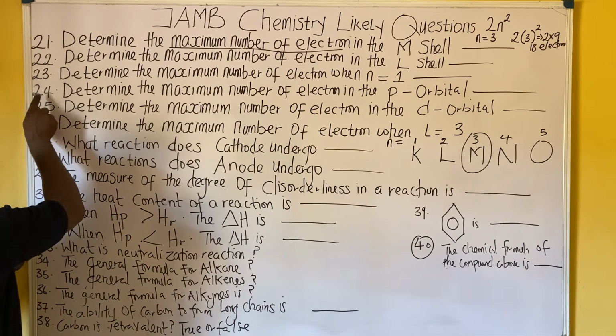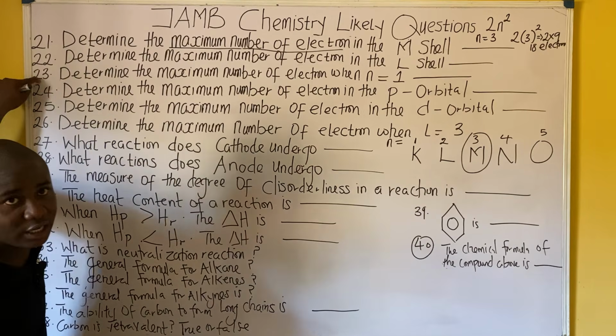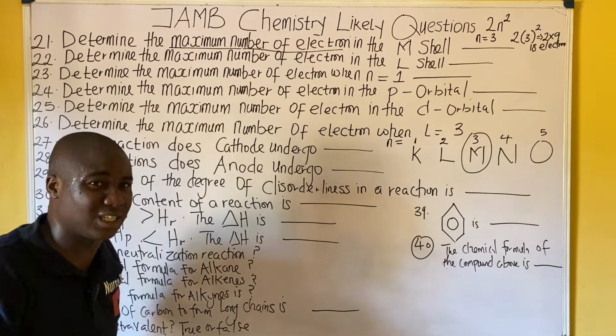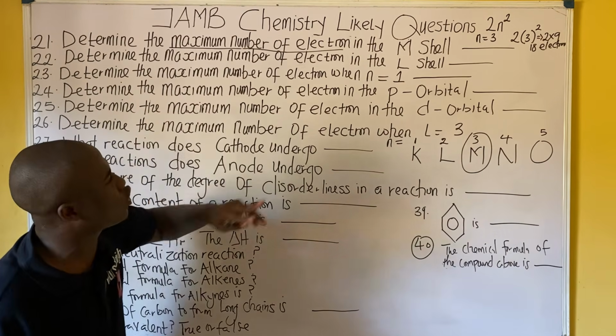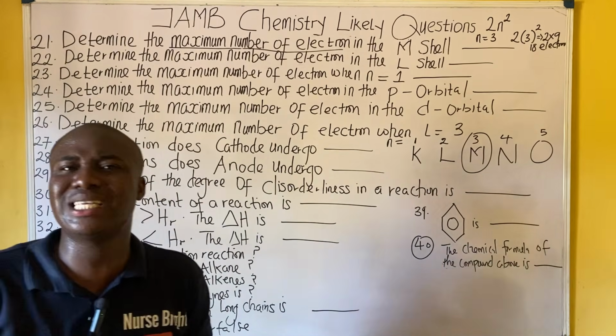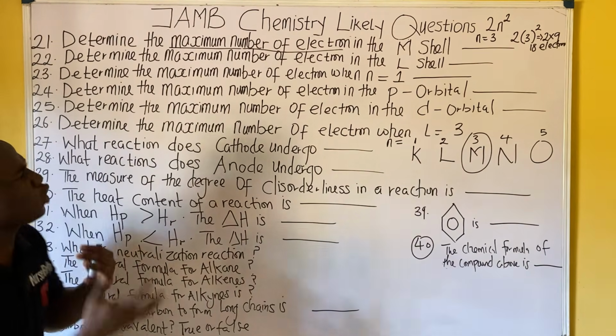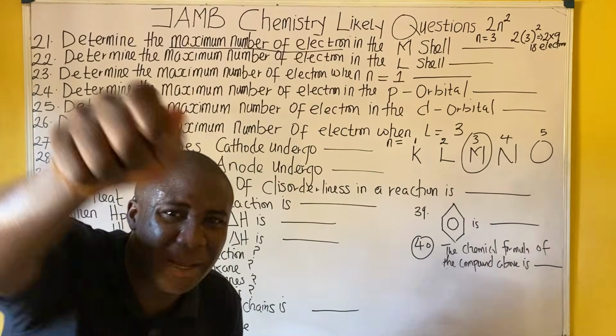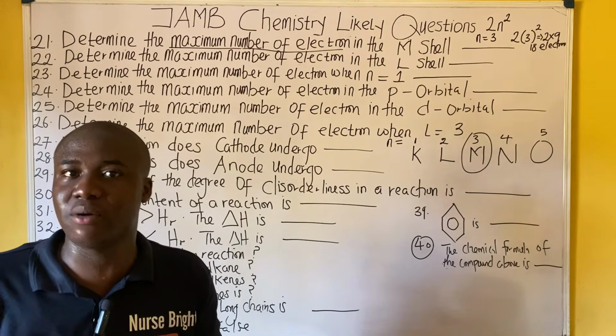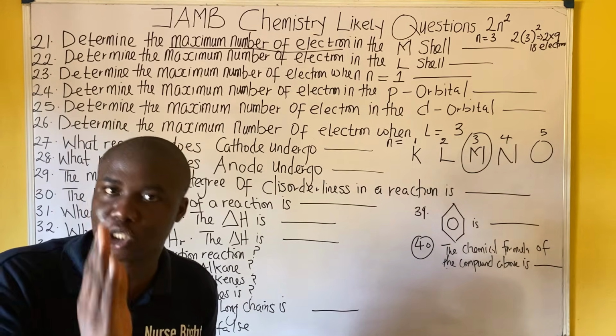So look at the next question, question 24. Answer question 22 and 23 for me and provide the answer in the comment section. Question 24 says, determine the maximum number of electrons in the p orbital. Wow. You can see now that question 24 is talking about determining the maximum number of electrons in an orbital. In an orbital is very simple. It's done by a formula, and I will tell you the formula.